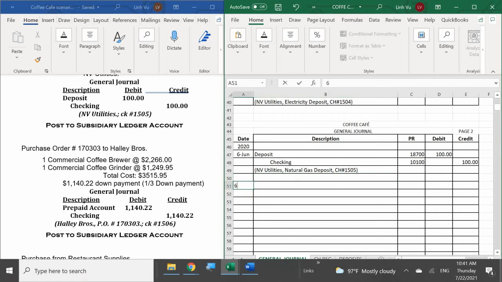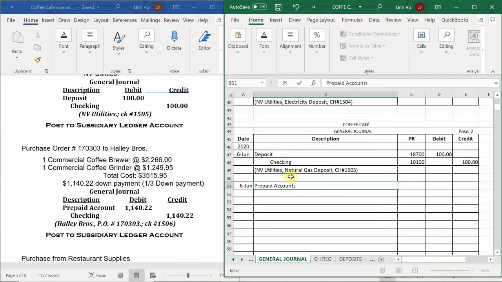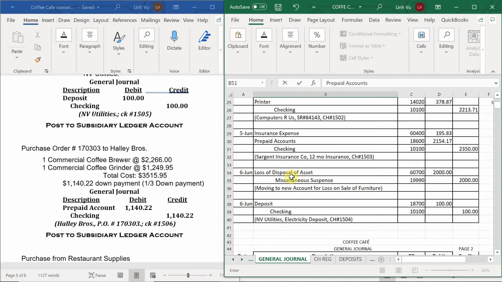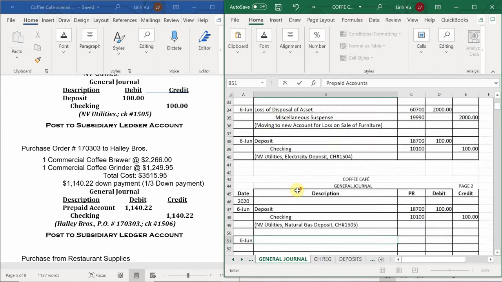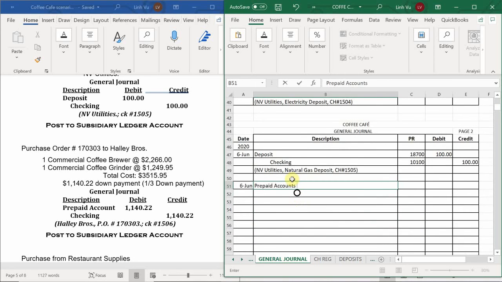All right. So this is 6/6. We are making a prepayment because we're paying in advance for a fixed asset. This is our down payment. Okay. Prepaid accounts. We've used that account before, so I can just scroll up and I find that prepaid accounts is account number 18600. Okay.